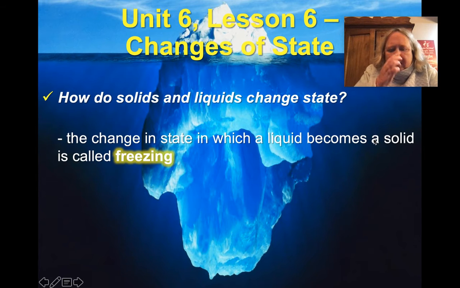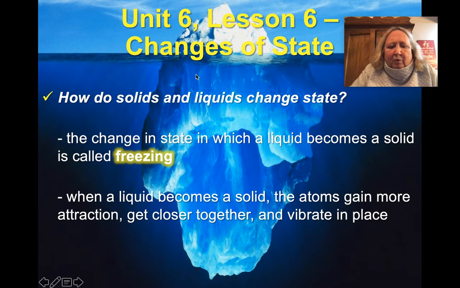Okay. So, how do solids and liquids change their state? Well, again, we've had a lot of this stuff. A lot of it's review. We had it back when we did properties. Okay. So the change in state in which a liquid becomes a solid is freezing. And as we've talked, in water, that's 32 degrees Fahrenheit, and Celsius, it's 0.